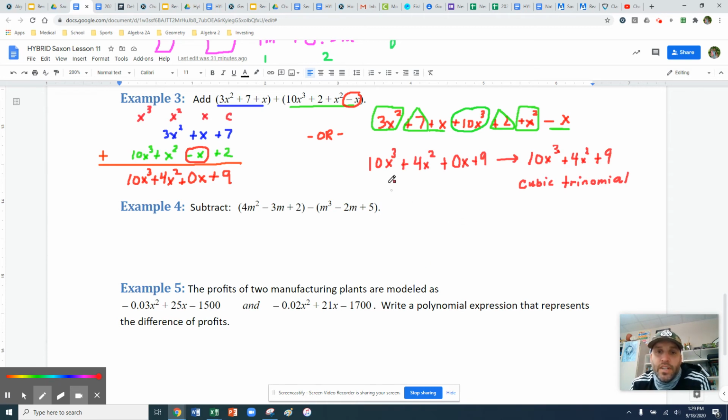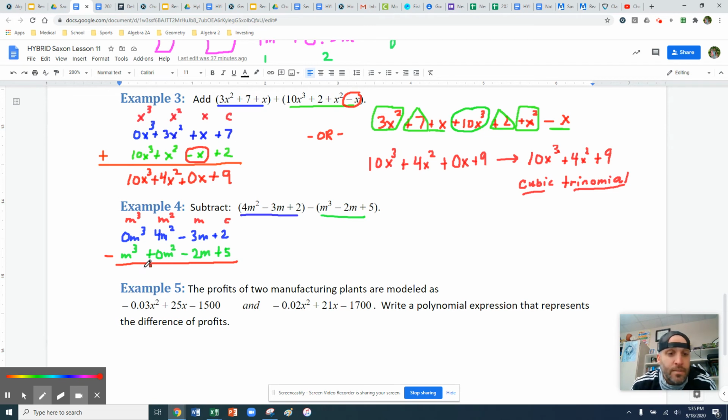So when we get our terms combined together, we get the same thing: 10x to the third plus 4x squared plus 0x plus 9. The linear term 0x, since it's a 0, we do not need to write that in. So we're left with 10x to the third plus 4x squared plus 9, which is going to be a cubic trinomial. Let's move on to subtraction.